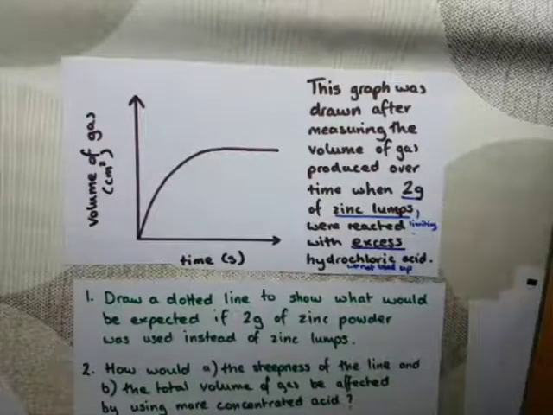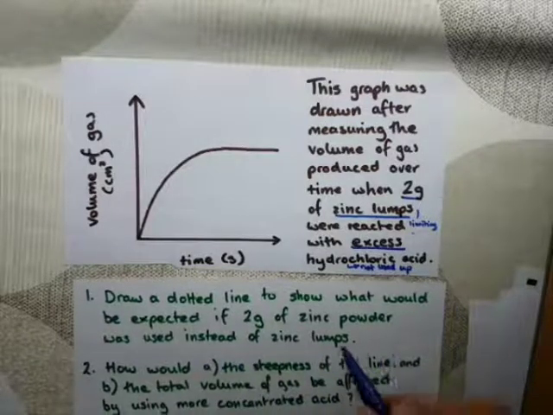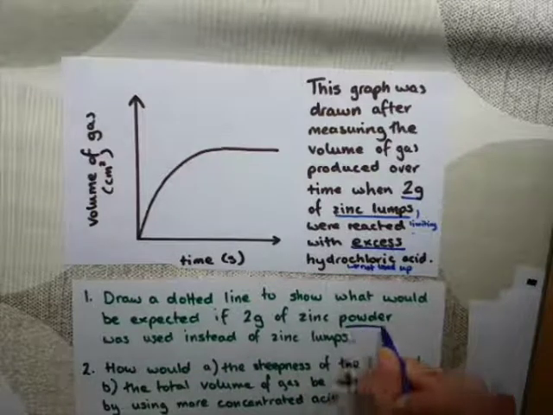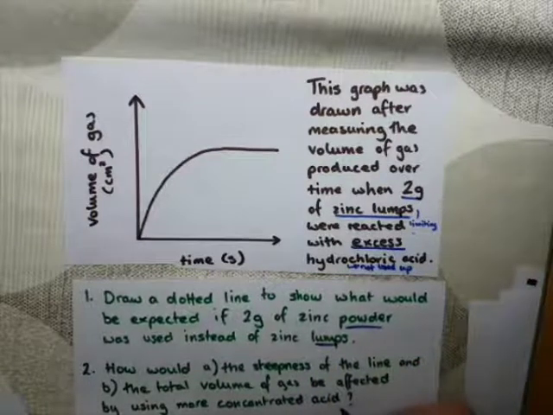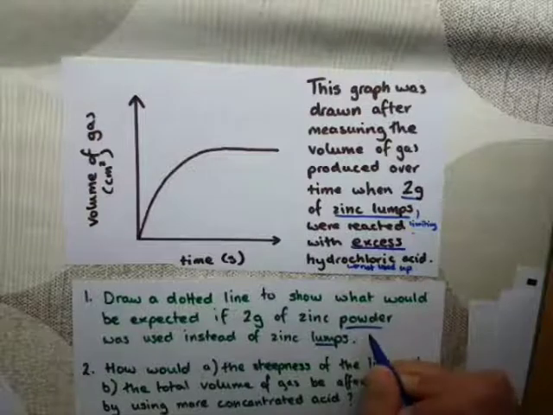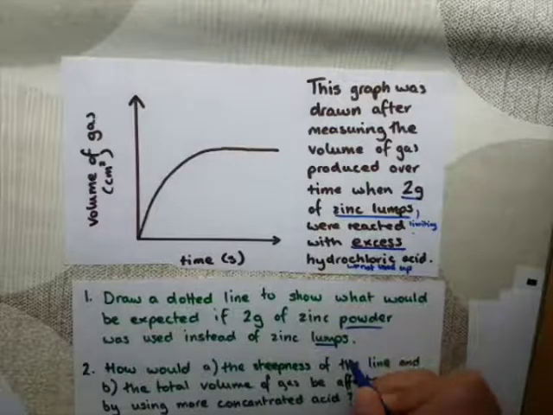Okay, so we'll just go ahead with the answers then. First of all, draw a dotted line to show what would be expected if 2 grams of zinc powder was used instead of zinc lumps. So the key thing here is to think about the surface area, and to remember that powder is smaller pieces than lumps.